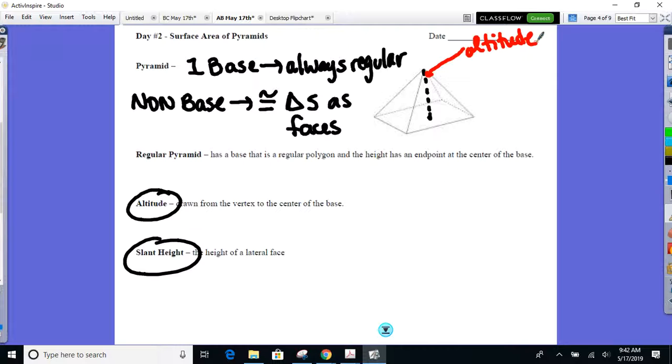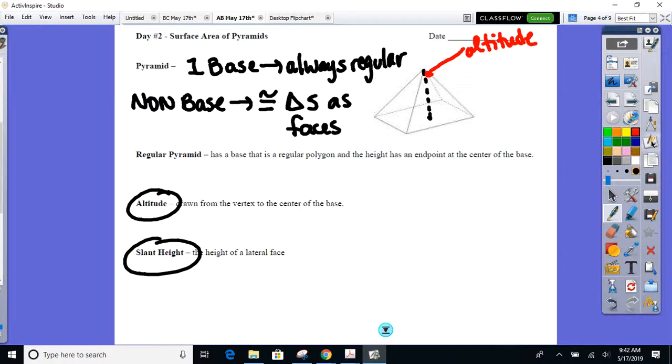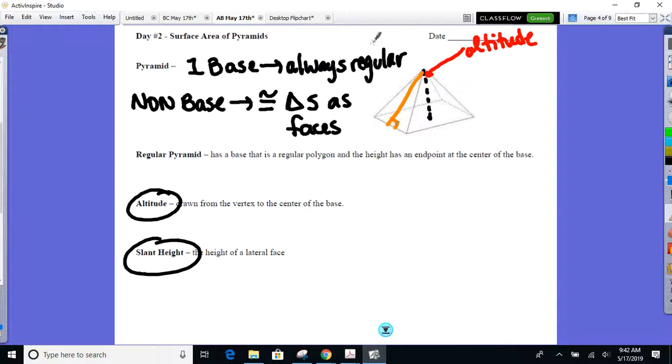So where's your slant height? That's the height on the face, on the triangular face. Watch this now. Whoop! See that height I just drew in? That is the slant height. See the difference between the two? Because we're going to have to use both. Everyone good? You got the altitude, which is from the apex down, and then you have the slant height, which is actually on one of the faces.